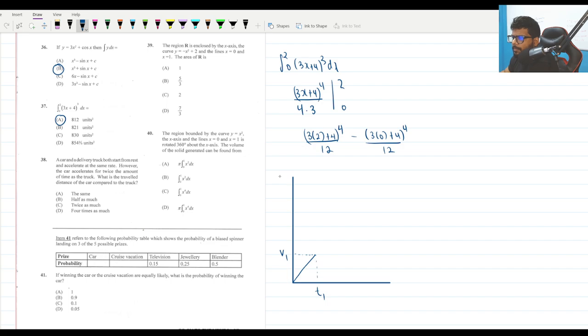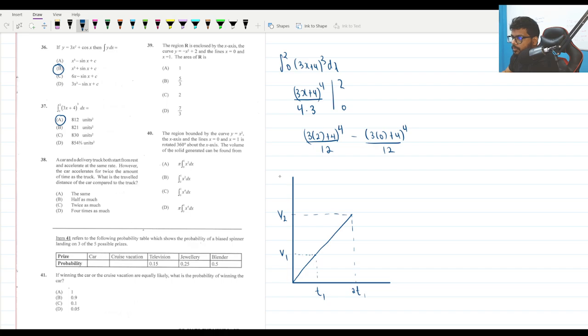This will be the truck. But the car accelerates for twice the amount of time as the truck. So over here, twice the amount of time, here is going to be 2 times t1, and here is going to be v2. Given that he accelerates for longer, his velocity will be greater. What is the distance of the car compared to the truck?